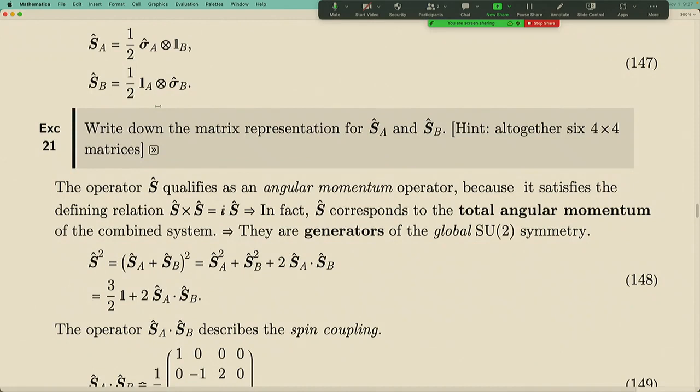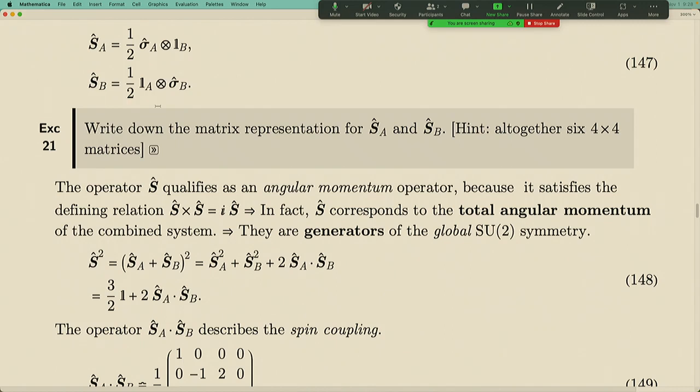That's why we still call it angular momentum, because it satisfies the defining relation that S cross S is I times S. Again, it has this property, and this corresponds to what people can call the total angular momentum of the combined system. And they are also generators of the global SU2 symmetry.